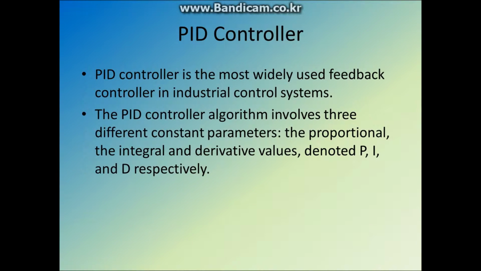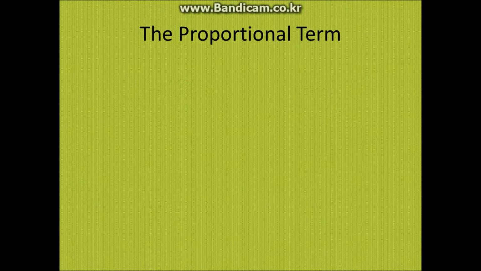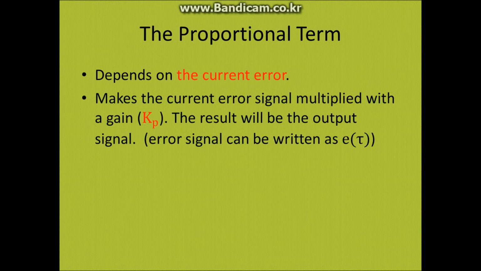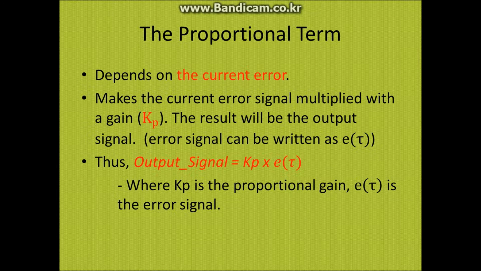The PID controller algorithm involves 3 different constant parameters: the proportional, the integral, and derivative values, denoted P, I, and D respectively. Then let's talk about the proportional term. It depends on the current error. It makes the current error signal multiply with a gain Kp. The result will be the output signal. So the mathematical equation will be expressed as Kp times e.